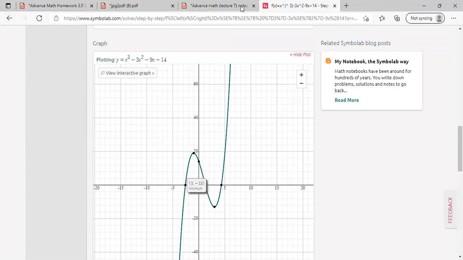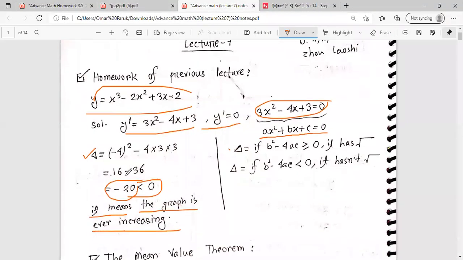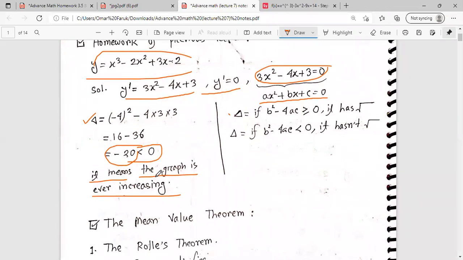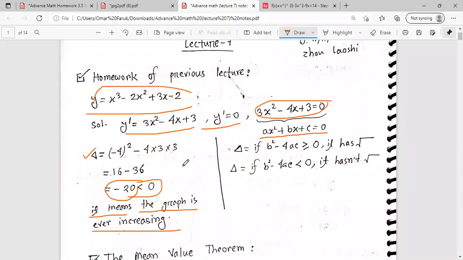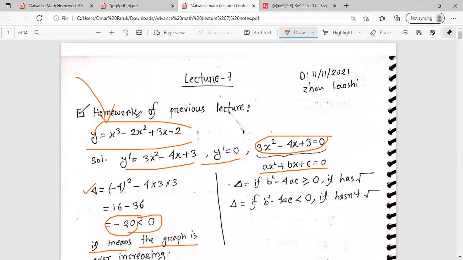These 2 points. But the previous function, as the del value was less than 0, that's why this function doesn't have any extreme value. Okay.